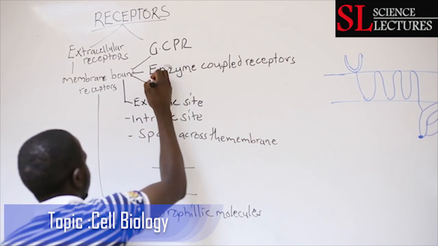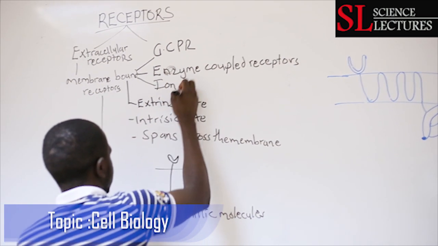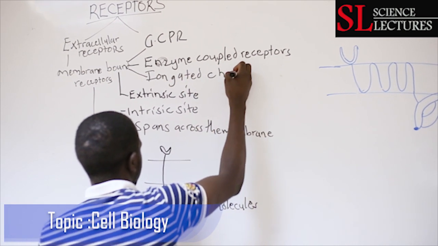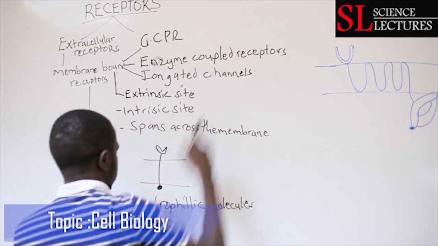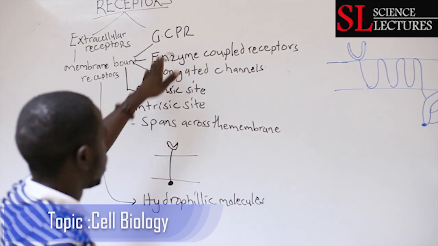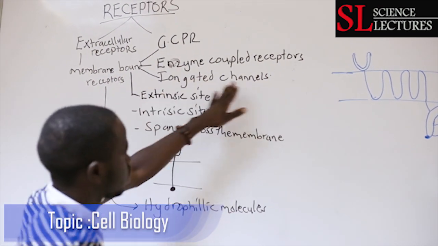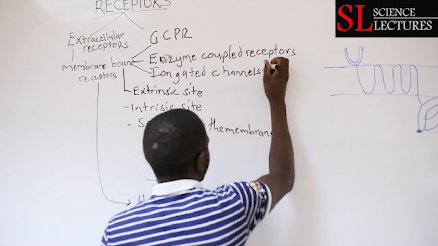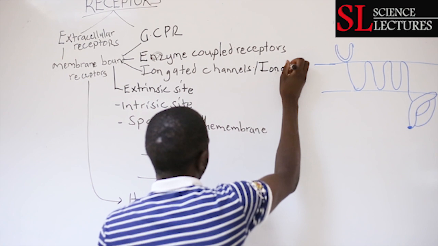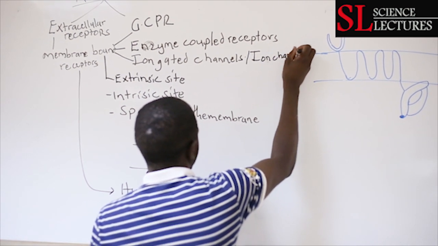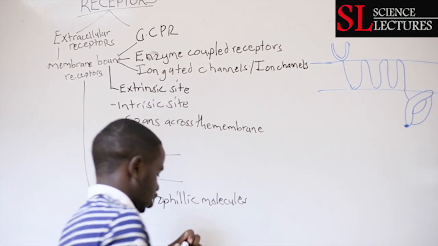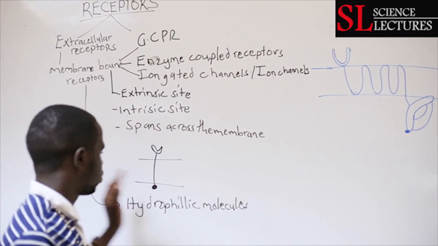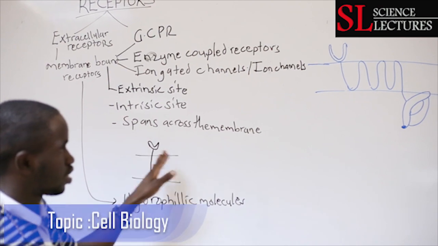And number 3, we have the ion-gated channels. So we have the G-coupled protein receptors, the enzyme-coupled receptors, and the ion-gated channels, or what, when you read in subtext, they will call the ion channels.